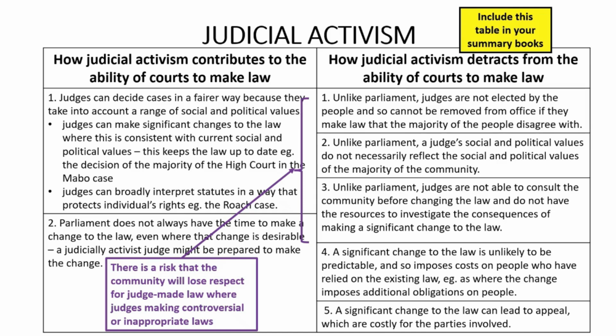Another way in which judicial activism can detract from the ability of the courts to make law is that it leads to unpredictability. People will have relied on the existing law in making decisions, but if a judge changes that law, then they might need to make costly changes to what they're doing. For example, suppose that the existing law was that an employer is not liable to an employee where that employee is injured as a result of another employee playing a prank on the employee at work.